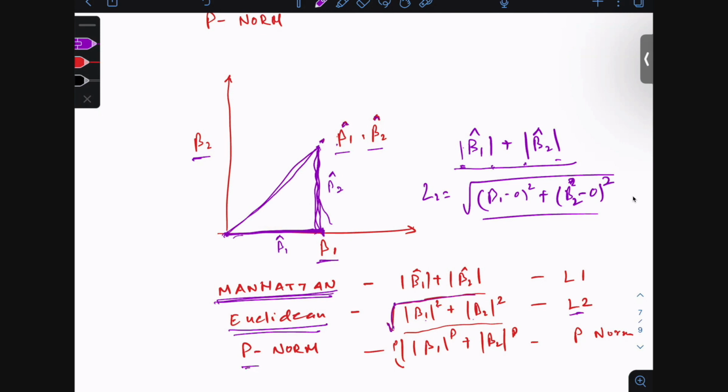Similarly, this is the L1, this is the L2, and there will be a pth norm also. The pth norm, in a multi-dimensional space you can visualize, will be beta 1 to the power p plus beta 2 to the power p, under root of p. So this is the more generalized form. If you take it to the pth order, this becomes the p norm. So this is the intuition behind your norms.